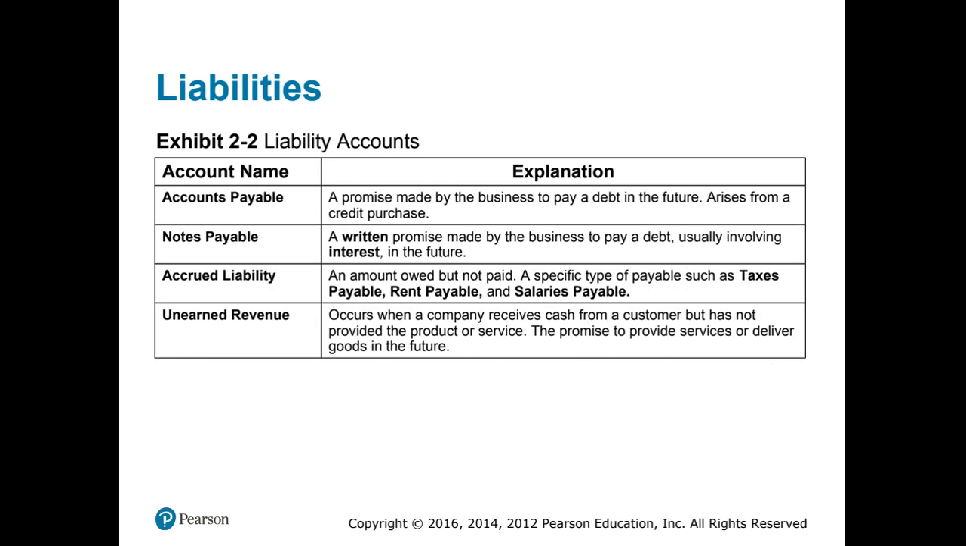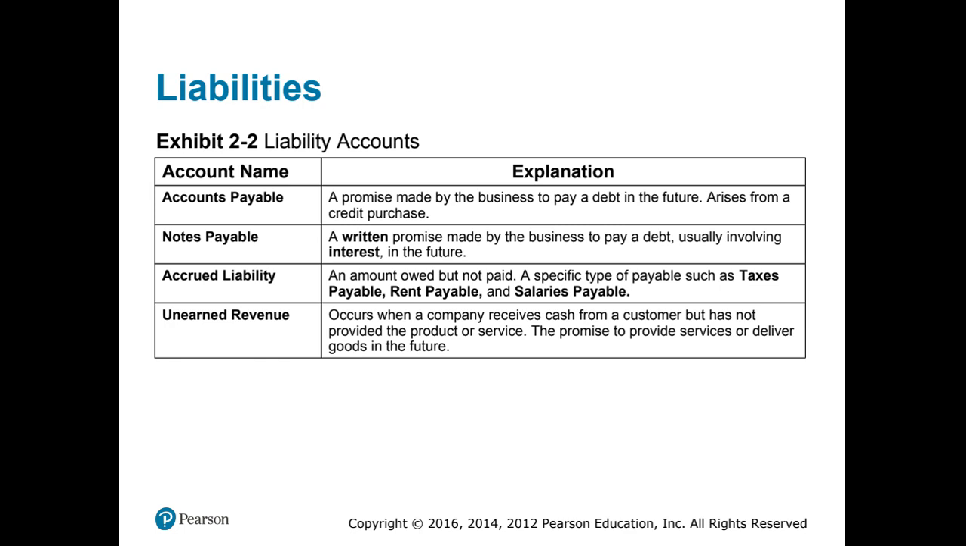Looking at liabilities, page 57. So we have accounts payable, notes payable, accrued liability, and unearned revenue. These are some liability accounts. Notice the word payable is normally a determination of liability accounts.